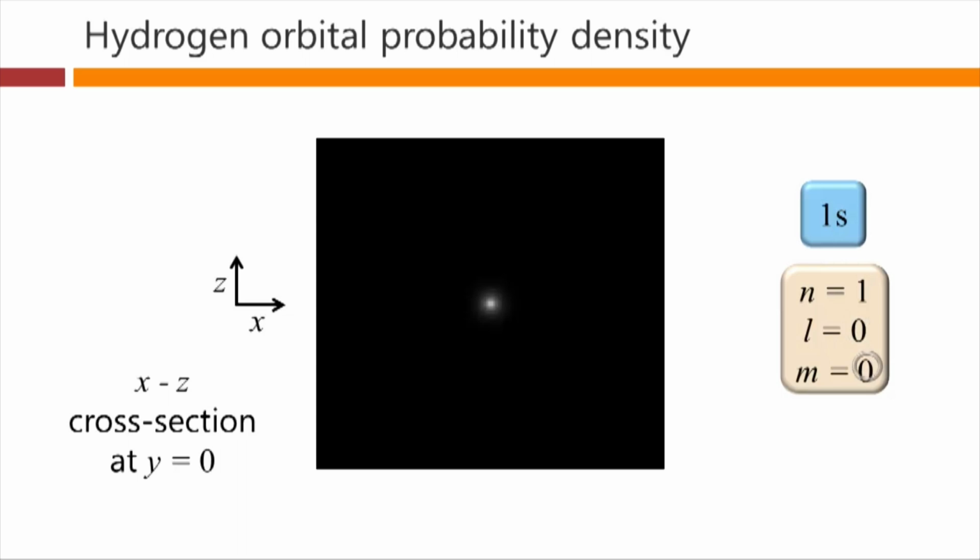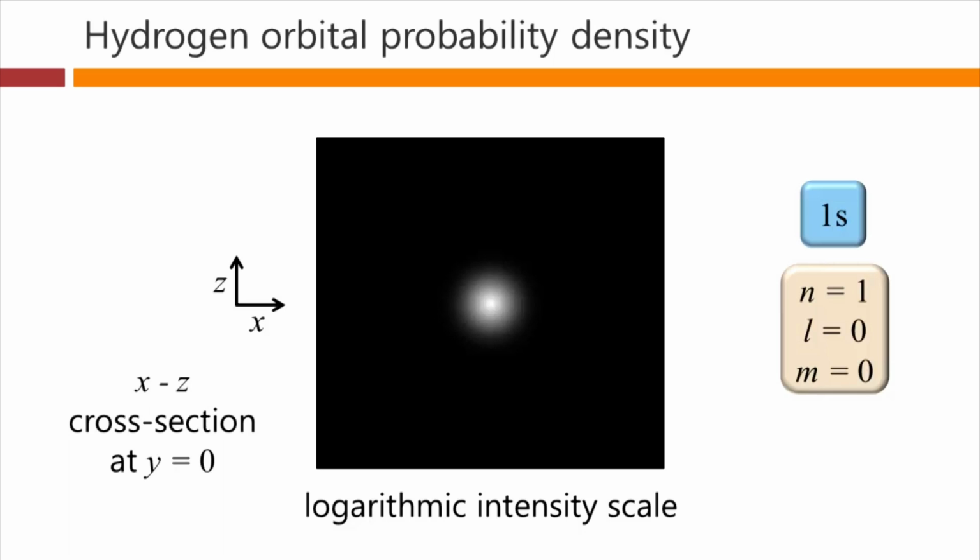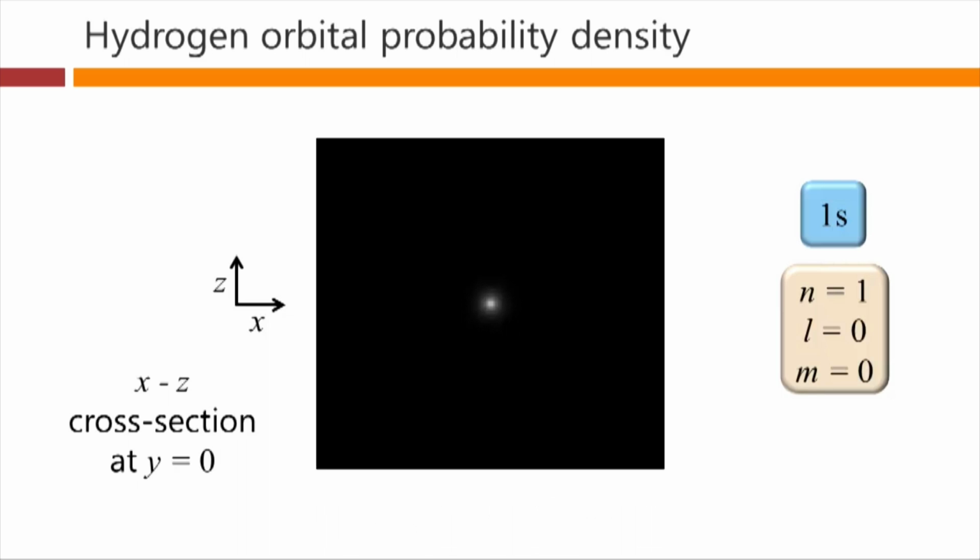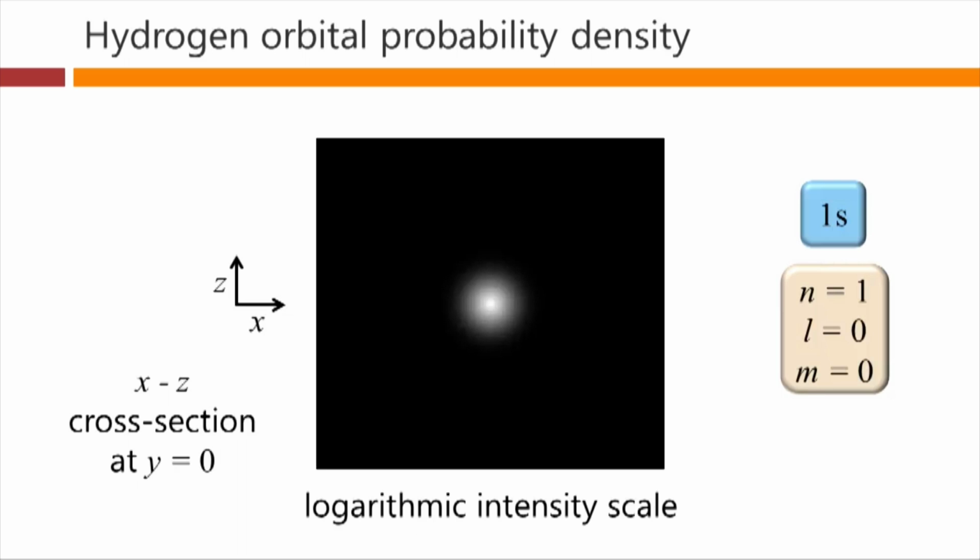And in this case, m has to be 0, because remember that m has to run from minus L to plus L as an integer. For comparison with some later pictures, I've also plotted here this 1s orbital on a logarithmic intensity scale. This makes it a little easier to see what happens at larger distances, but of course it's not accurate. This is the accurate one, but this will let us see later on some comparisons.